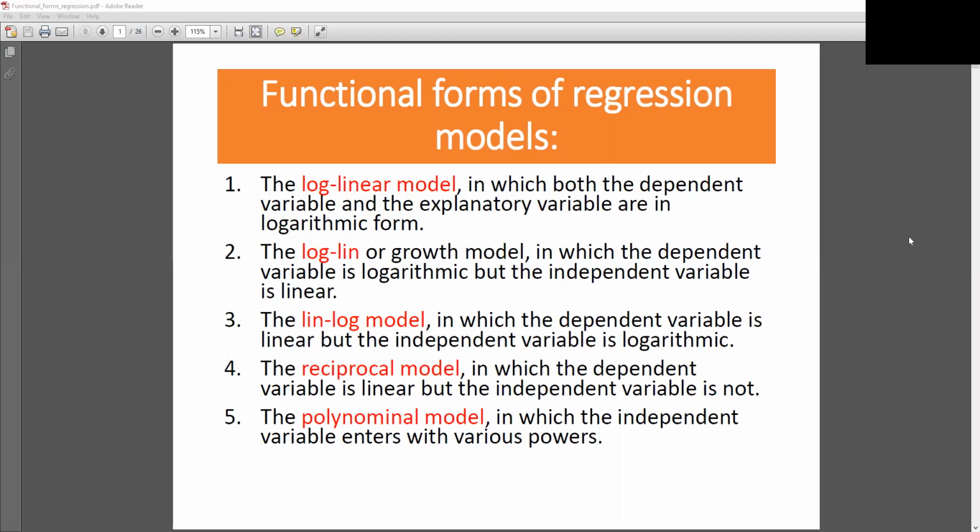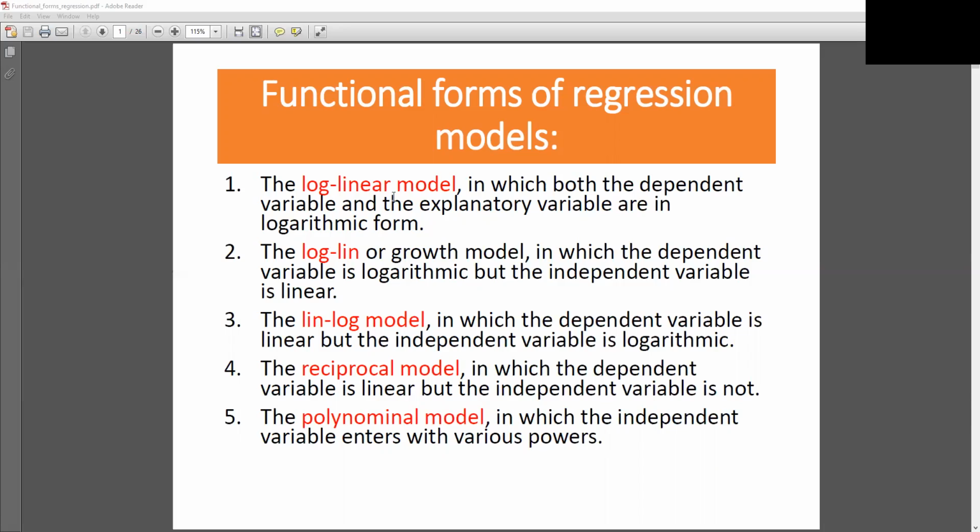So here are the functional forms of regression, the most basic functional forms that we use in economics. For example, we have the log linear model, the log-LIN model, the LIN-LOG model, the reciprocal model, and the polynomial model. All these are basic functional forms which we use.